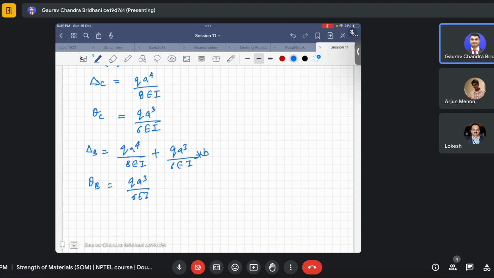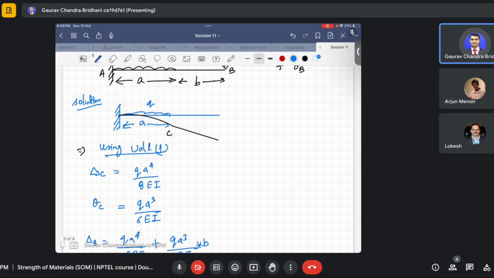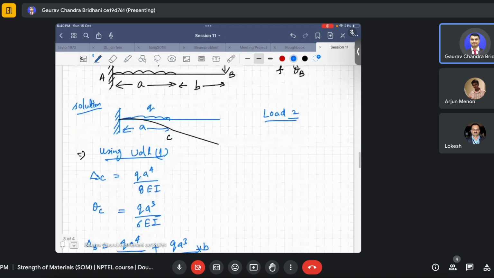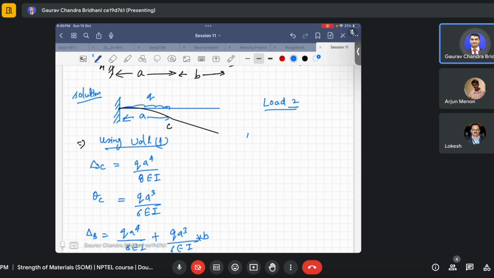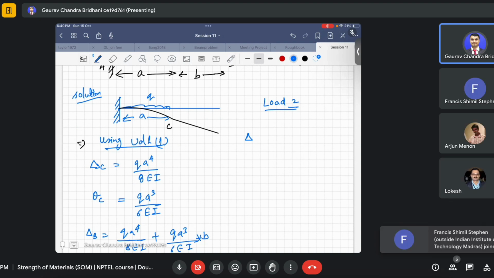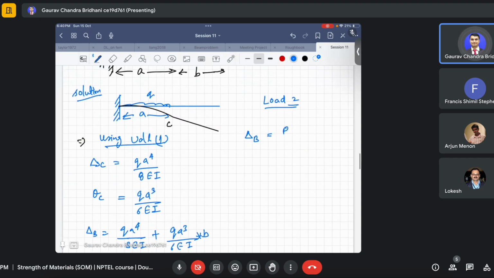Now for case 2, or load 2, the other load, we had a unit load, so we have direct results for that. So delta B we will directly find. We know that it's a P load, so PL cube upon 3EI, that we know is the deflection, and theta B is PL square upon 2EI.